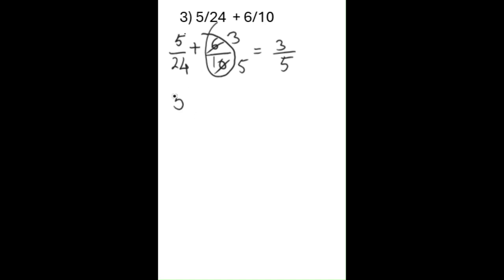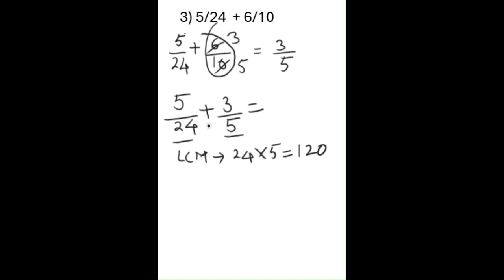So we will add two fractions here now, 5 by 24 plus 3 by 5. Now we have to make both these denominators equal. Here both these numbers do not have any common factor, so we will directly multiply them to find the LCM. 24 multiplied by 5 is 120. Now we have to convert both these denominators into 120. So here we will multiply by 5 and here we will multiply by 24. So this will make both these denominators 120.